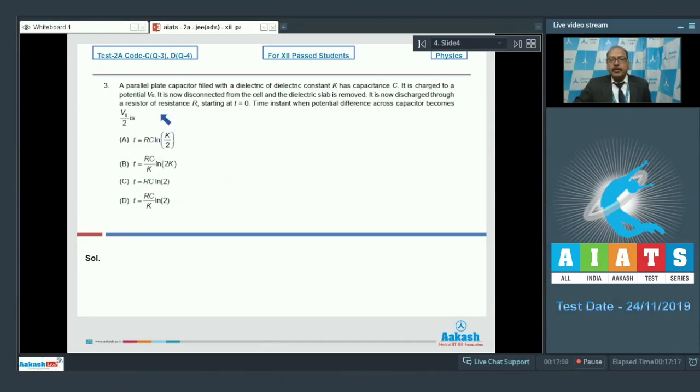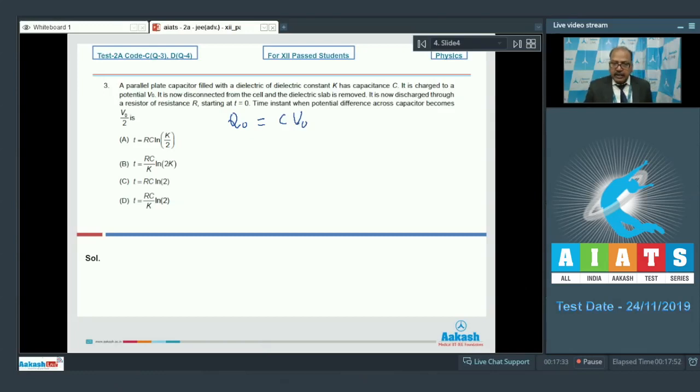Well, we can see the question is based on the concept of capacitors and also a discharging RC circuit. We first find the charge on the capacitor. Now its capacitance is C and potential to which it is charged is V0. So the initial charge on the capacitor, we can call Q0, is equal to CV0, right?